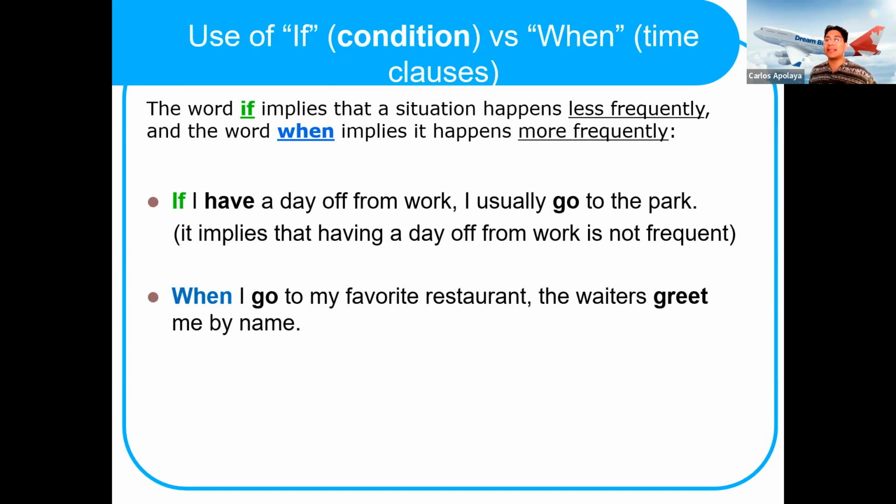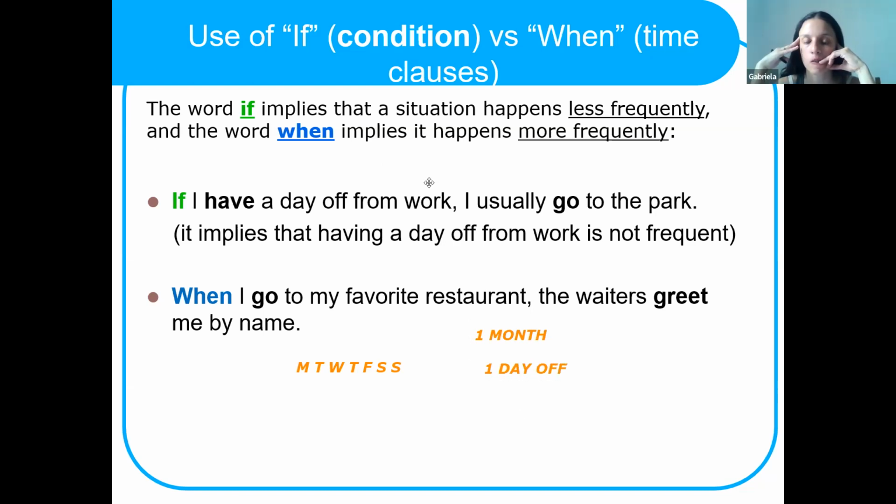you can use if or when, but what is the difference? The word if implies that the situation happens less frequently, and the word when implies it happens more frequently. For example, imagine I work, listen to this. I work from Monday to Friday. So I work every day. Take into consideration: if I have a day off, I usually go to the park. For example, in one month, I have one day off.